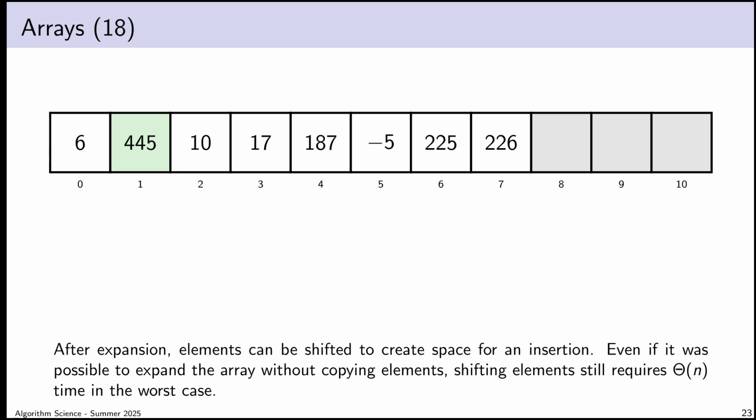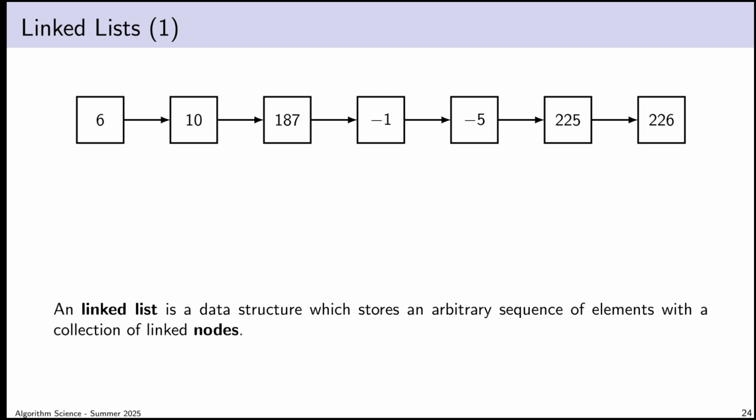Anyway, after we expand the array, we have empty space at the end. We can then move all the elements over in big theta of n time in the worst case to make space for the new element that we want to add. And so, even if there were some magical way of expanding the array without copying elements, shifting the elements would still require big theta of n time. So at the end of the day, the accounting still works out to require big theta of n operations for an array expansion. Okay, so that's the story on arrays.